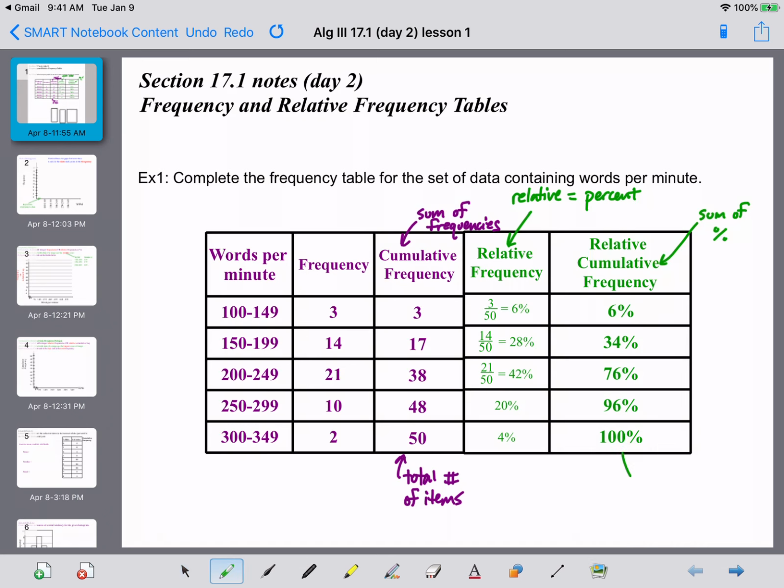Now, one thing you should always notice, if you do this correctly, you should always end up with 100%, because you should always have 100% of your data when you're done. So if for some reason you didn't get 100%, it would be a good idea to go back and check your data. All right, so that is a frequency table.